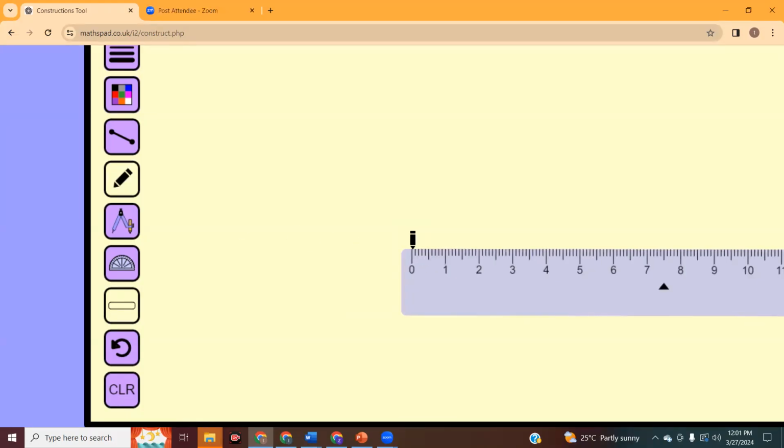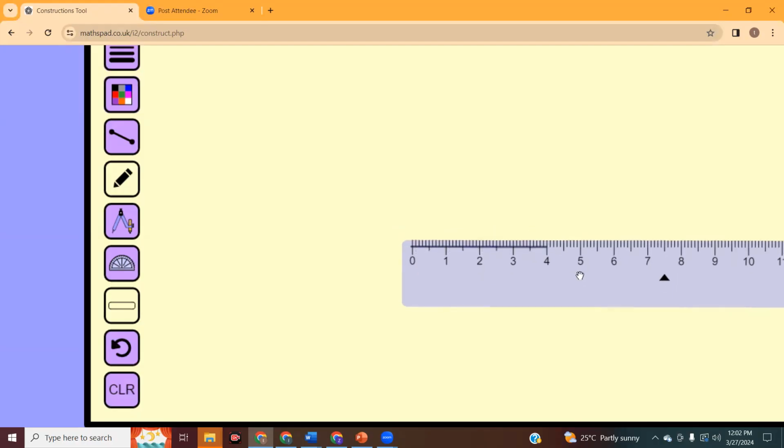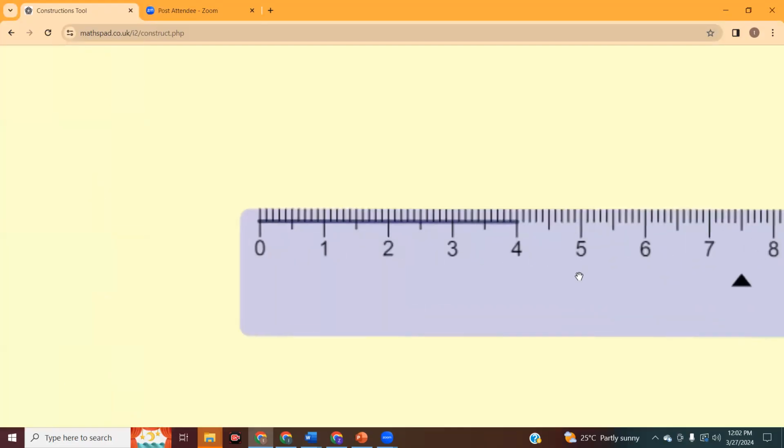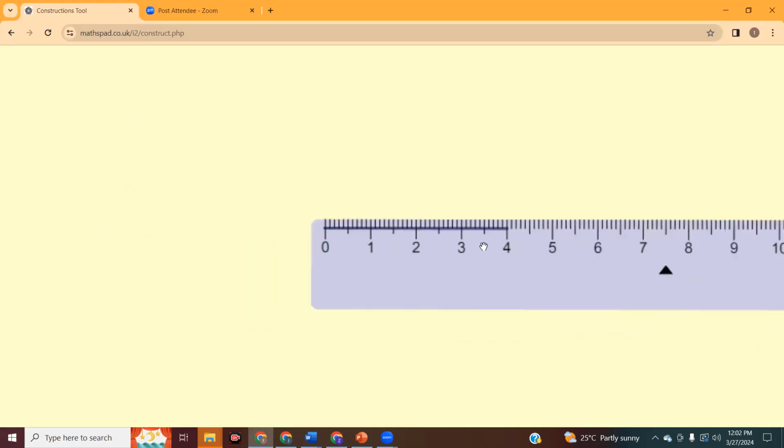We're going to start right here, and then we're going to go 4 centimeters. It's going to be right there. If we look carefully, that's 4 centimeters. Let me zoom in. Okay, so it's 4 centimeters, and that's going to be the length of our radius.